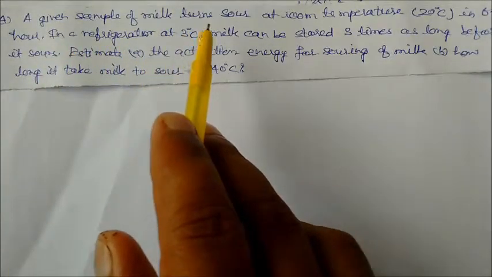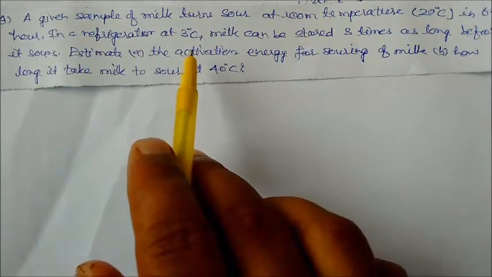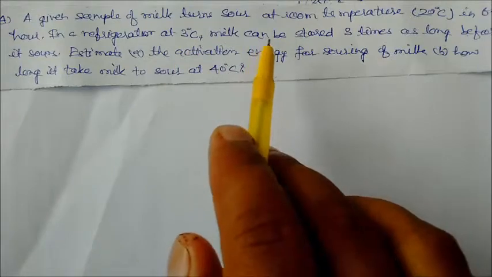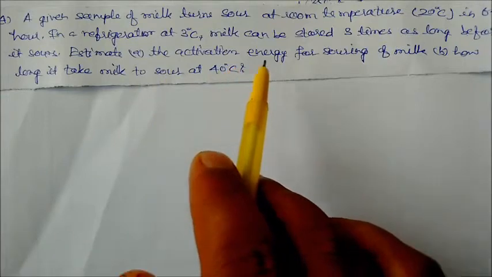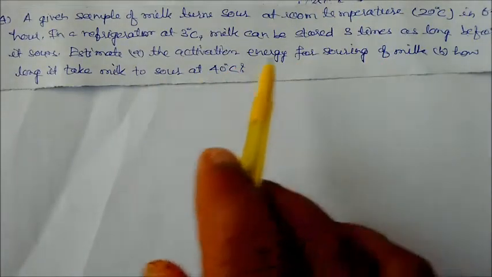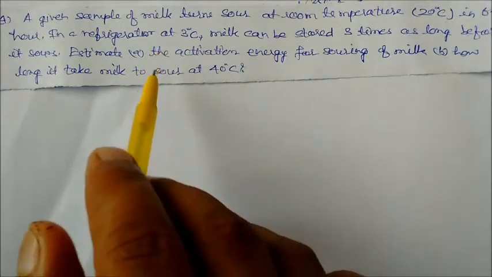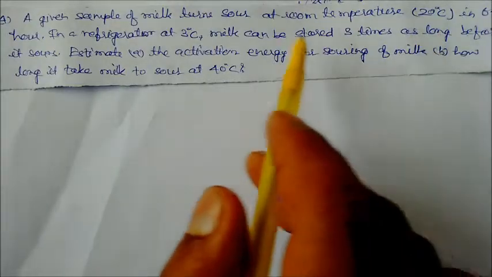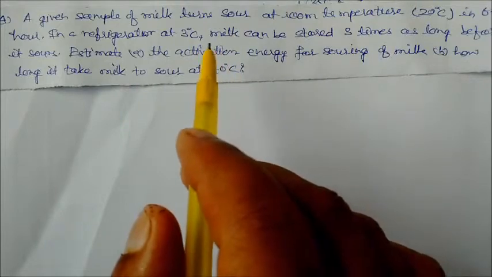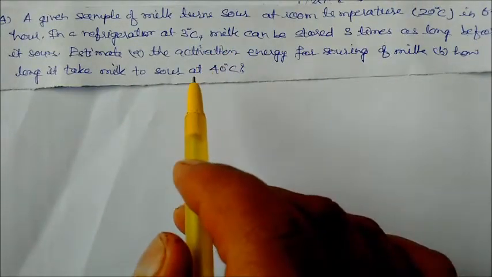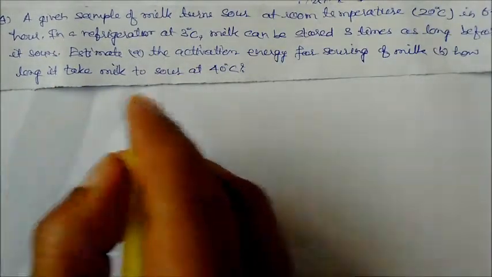A given sample of milk turns sour at room temperature 20 centigrade in 64 hours. In a refrigerator at 3 degrees centigrade, milk can be stored 3 times as long before it sours. Estimate the activation energy for souring of milk, and second, how long it takes milk to sour at 40 degrees centigrade. So here it is very clear. One is 3 degrees centigrade, one is 40 degrees centigrade. Here it is 3 times more. So first we need to find out the activation energy, and from that activation energy we will find out the time, that is how long it will take.